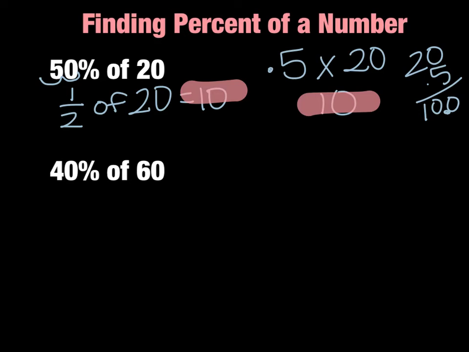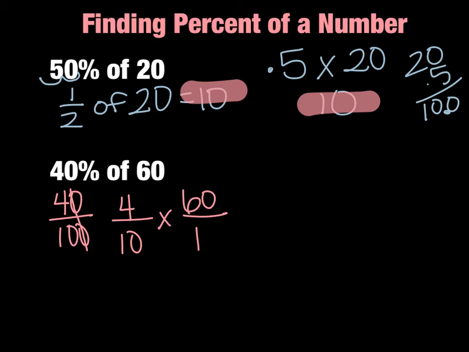The second example is 40% of 60. 40% is a part, so you're looking for that part of 60. Well, again, you could change this to a fraction. 40% as a fraction is 40 over 100. You could simplify that to be 4/10. So you could take 4/10 of, which means times, the number 60, which is 60 over 1. And then you can follow all of those shortcuts for when you multiply fractions. Remember, you can cancel numbers on the top and bottom.